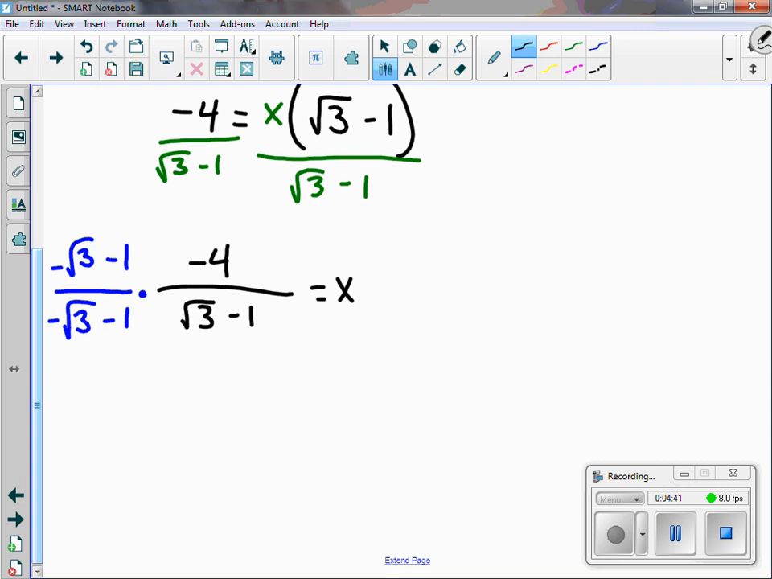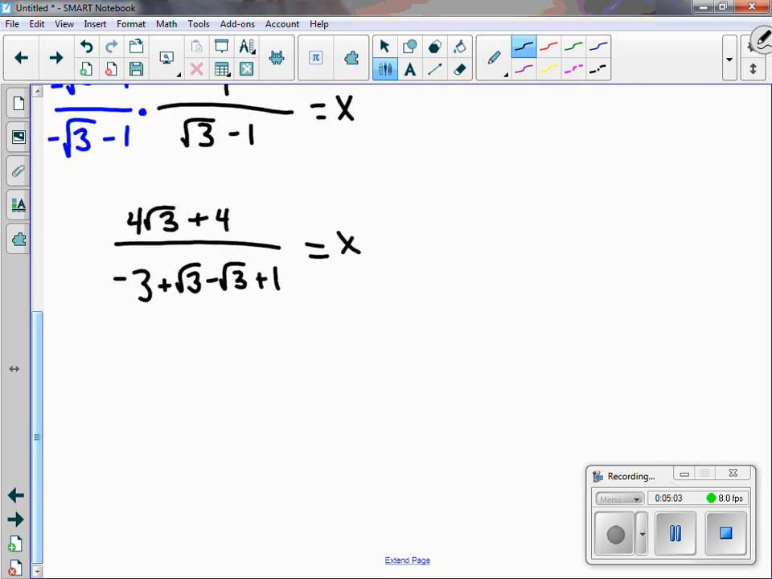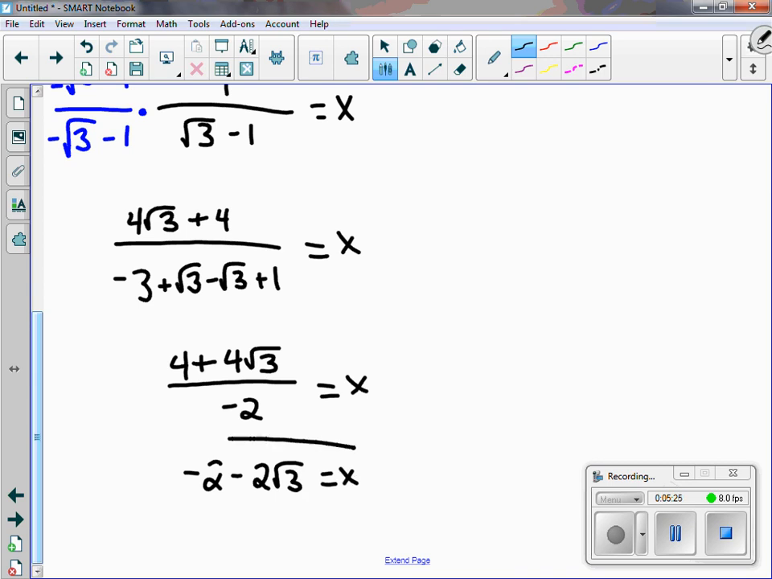So I'm going to do some multiplication there with my conjugate. And I've got 4 square root 3 plus 4 over negative 3. And then we've got a plus square root 3 minus square root 3 plus 1 equals x. I'm going to simplify some stuff here. Notice I've got a -2, a 4, and a 4. I can reduce all of this. So it's -2 plus or minus, not plus or minus, sorry, minus 2 square root 3 equals x.